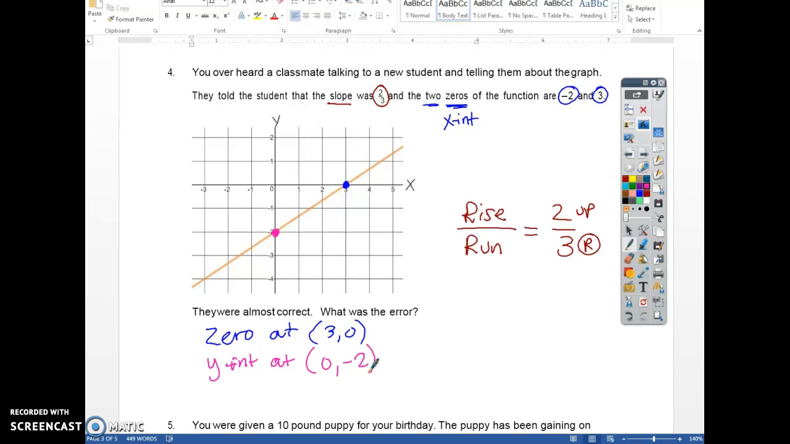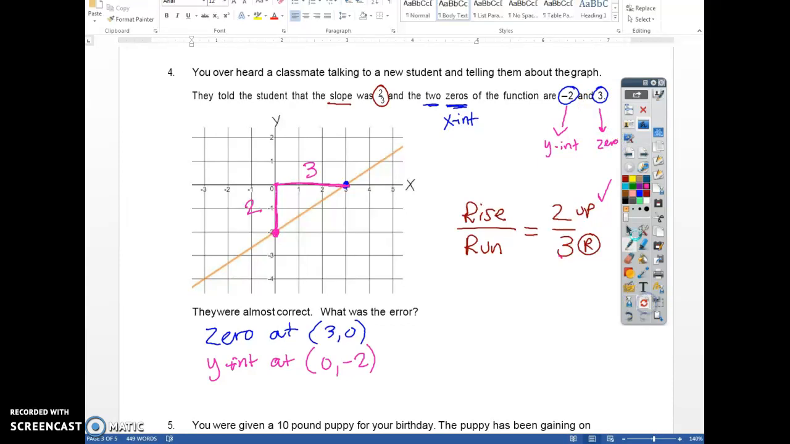What about the slope? Is the slope correct? Let's look. From this point to this point, rise over run. How much is my rise? 2. How much is my run? 3. So that slope is correct. Check. So the only thing that the student messed up on is that it does not have 2 zeros. It has 1 0, and the other number is the y-intercept. So this is the y-intercept and this is the 0. Okay?